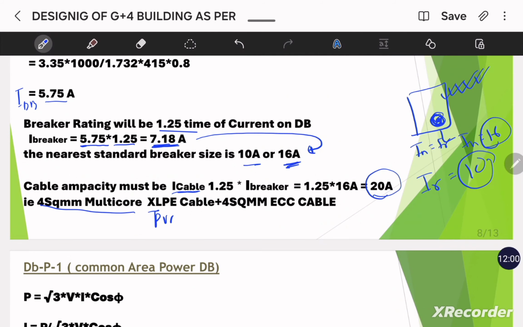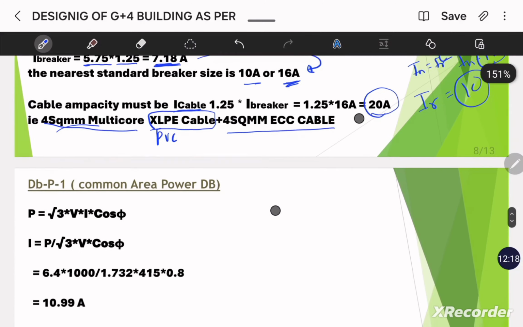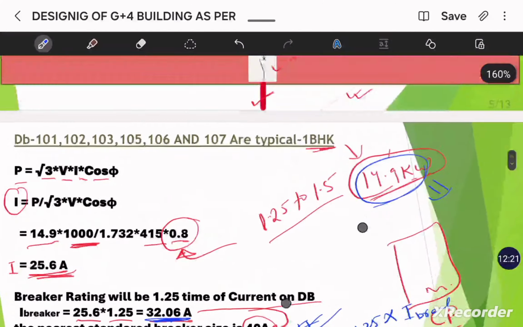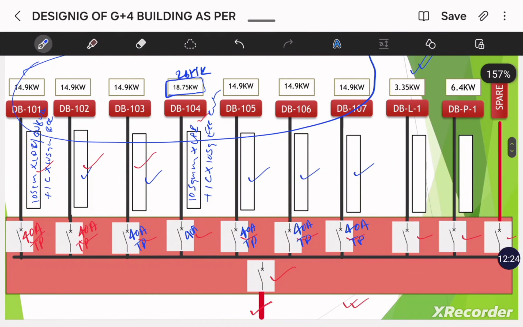It could be PVC and XLPE, but I will choose XLPE cable because as per our designing, the XLPE cable is allowed for DB. So I choose XLPE cable 4 square mm, and 1 core ECC cable also will be 4 square mm. Hope you are clear with this point. Now, I will write here the breaker size is 16 ampere triple pole, and the cable size is 4 square mm XLPE plus 1 core 4 square mm ECC cable.